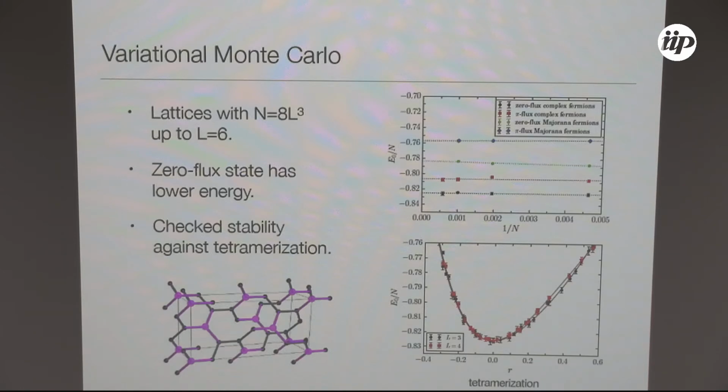One perturbation that is important when you talk about SU4 symmetric systems is tetramerization, because it's the analogue of dimerization for SU4, because now you can form local singlets between 4 sites with this fundamental representation of SU4. And we checked that the zero-flux state was stable, because the energy only goes up if we allow the spin liquid to tetramerize.